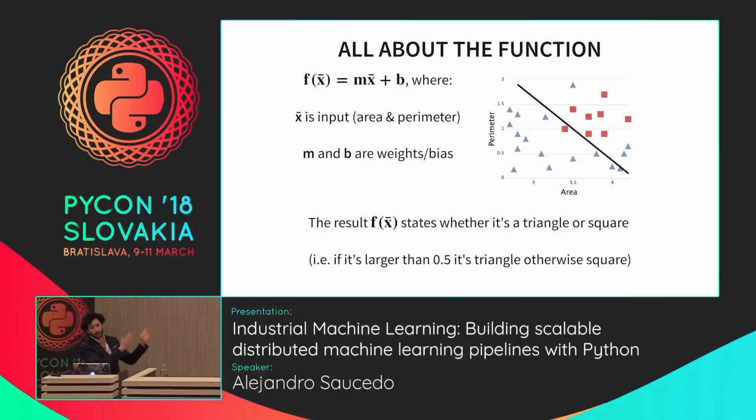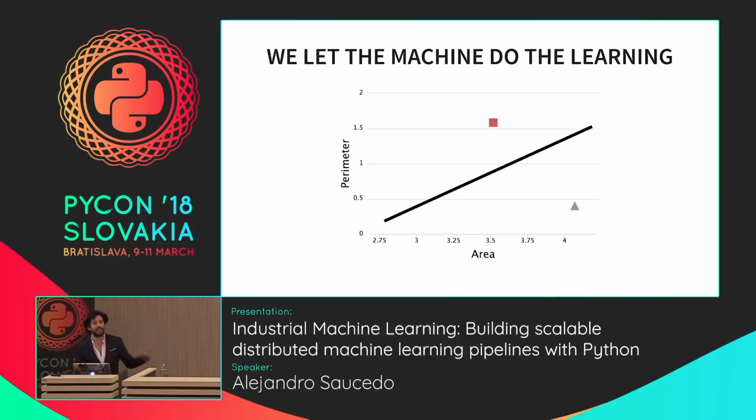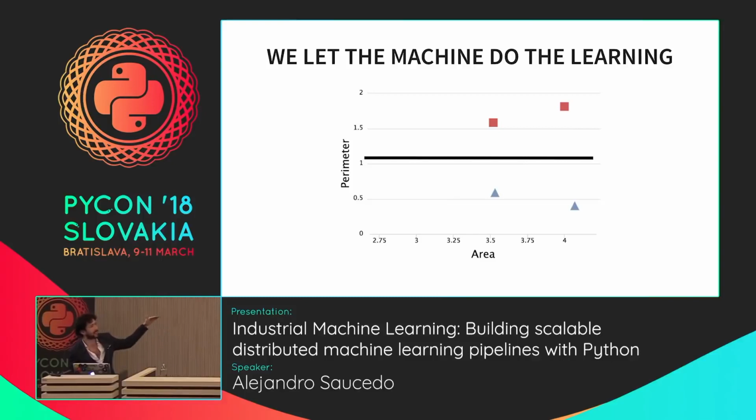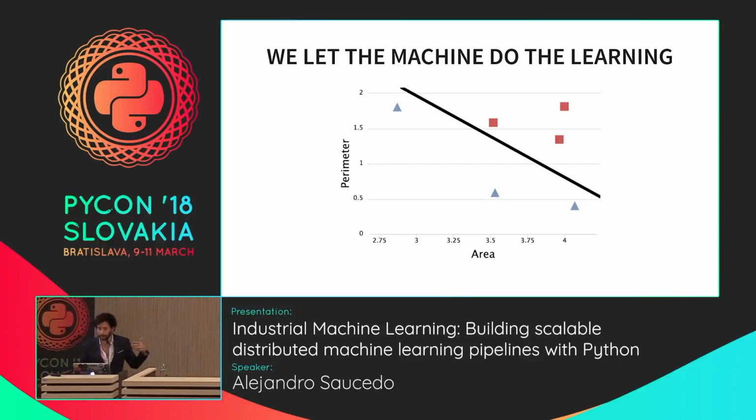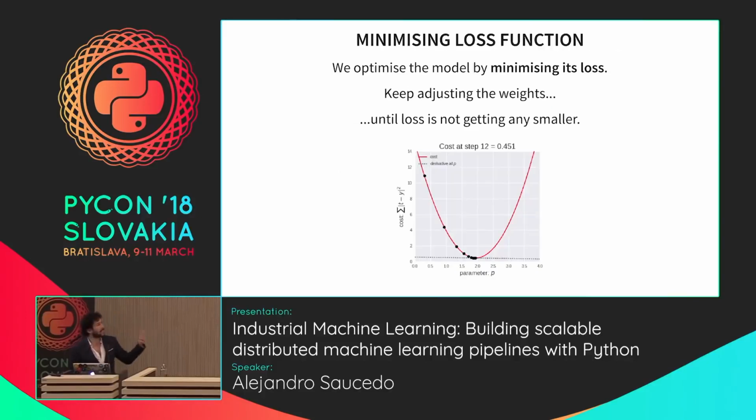If it's over the line, it's a square; if it's under, it's a triangle. The difference between the old school if statement approach and machine learning is that you're able to let the model find the best fit. If we give it an example square and an example triangle, it will try to find the best fit. We give it another example, it will try to find a better linear division, and as it goes on and on, we try to find a better one. And this is done by minimizing a loss function.